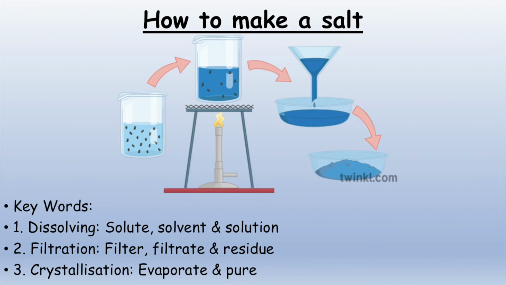Next, we would need to filter the solution. This is a stage that is most commonly missed, but it is essential, because it removes the excess copper oxide that has not dissolved, leaving just the salt and water in the solution. The residue is removed and the filtrate is taken to the next stage. The final stage is to evaporate the water from the solution to leave pure dry crystals. This should be done slowly over a low heat or with the evaporating dish over boiling water so the crystals have time to form rather than being left with a powdery mess.